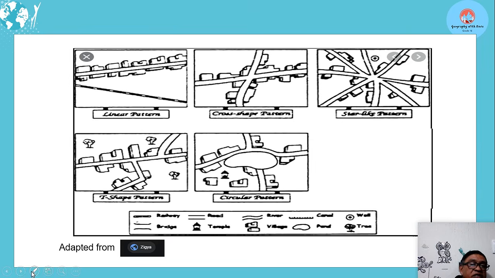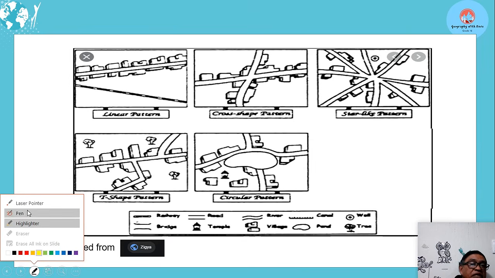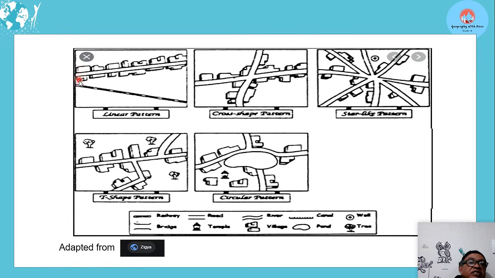A road. I'll just get my laser pointer again. Can you see the road here? Right along this way. And the buildings are situated along the road to create a linear pattern.